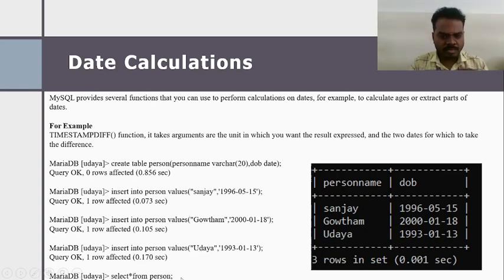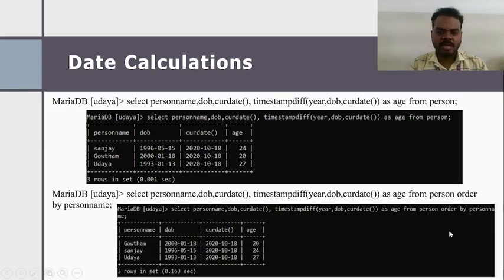Once you type select star from table name, it will list the Sanjay record, Gautam record and Udaya record. Now I have created the person table. The next step is to calculate the difference between one date and another date. For that I am going to use the TIMESTAMPDIFF function. In the output it will show the columns person name, date of birth and current date. So in the output window it will show the person name, the date of birth of the person, and the current date.